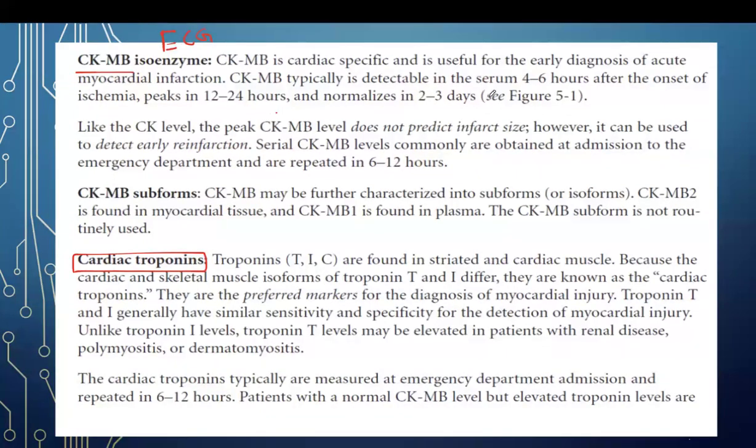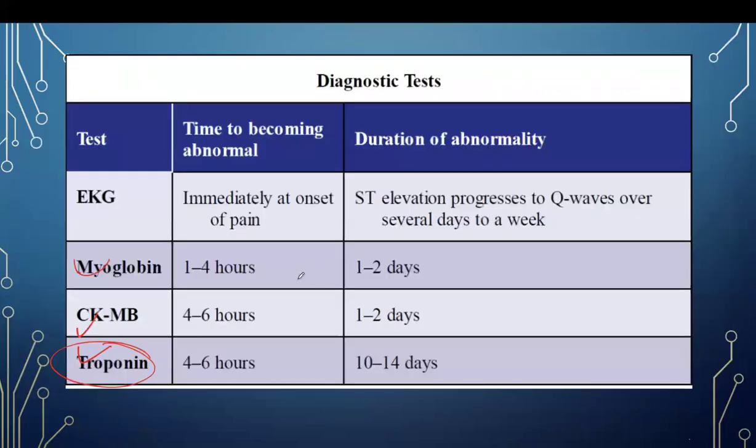CKMB is typically detected in the blood 4 to 6 hours after onset of the chest pain, and it can get better within 2 to 3 days. So that's usually very well written in here. So CKMB will get abnormal 4 to 6 hours after the chest pain, and it will come back to normal. Sometimes they say 1 to 2 days, but max 3 days. So within 3 days, it will come back to normal. Whereas troponin also takes 4 to 6 hours to get raised, but it will stay in the blood for 2 weeks.